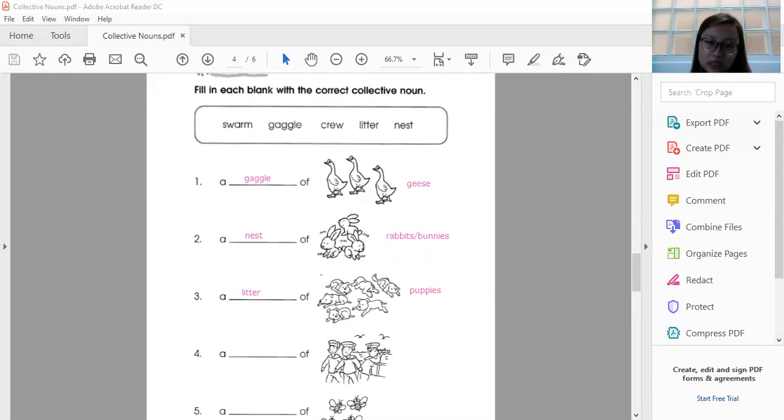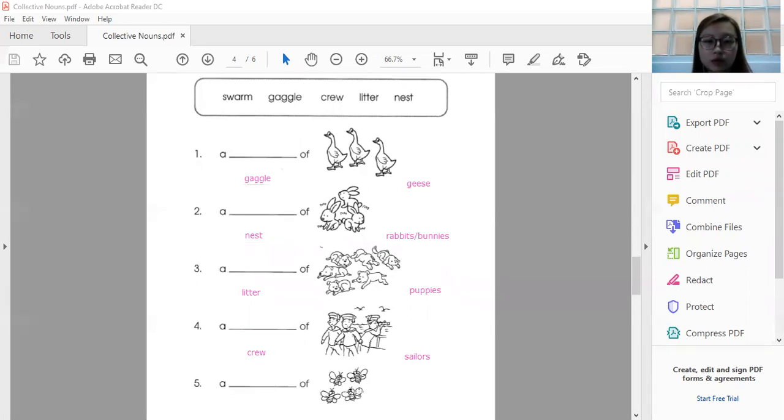Question 4, we have 3 sailors over here. If you notice there's some seawater over here, this is on a ship, okay? So they are sailors. So we will call them a crew of sailors. And the last one, right, we'll see there's bees over here. Okay, so bees, we will use a swarm of bees. Okay, that's the last unused word. So a swarm of bees.